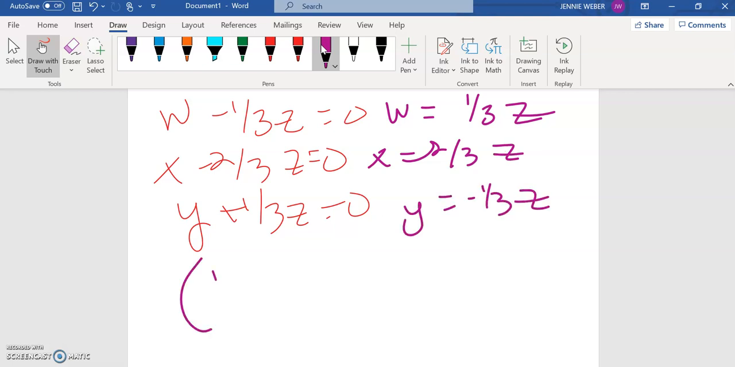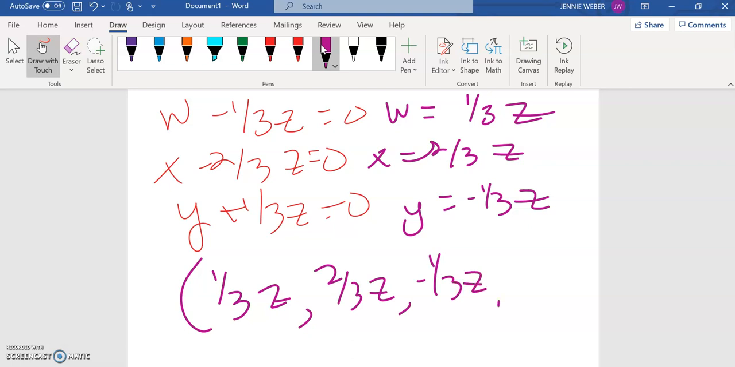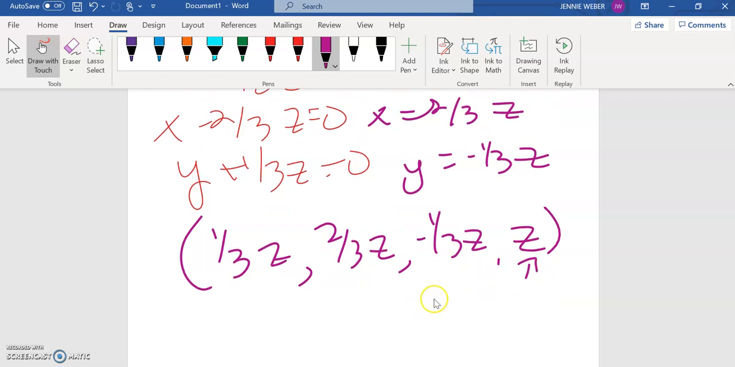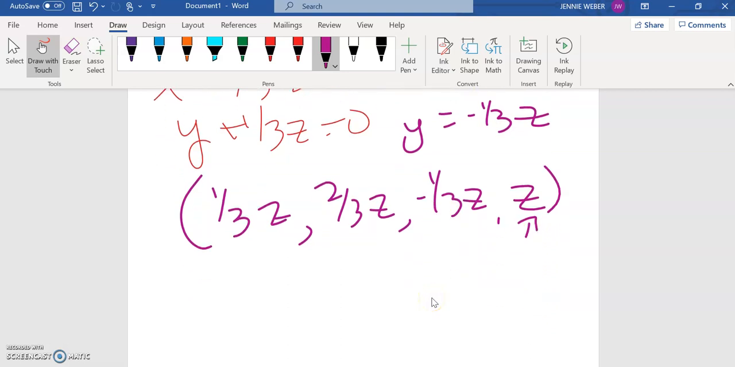So then when I write this, this is going to be 1/3 z, 2/3 z, negative 1/3 z, and then z. And you're always going to write this last chunk. This is always going to be z. And again, you could technically do any one. They always do z. It's just convention the way we do it. The idea being that I don't know enough to come up with an answer. This isn't doing it, but it's giving me a pattern.